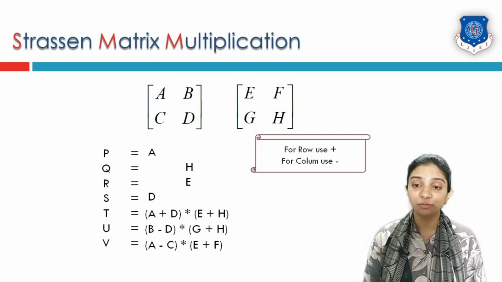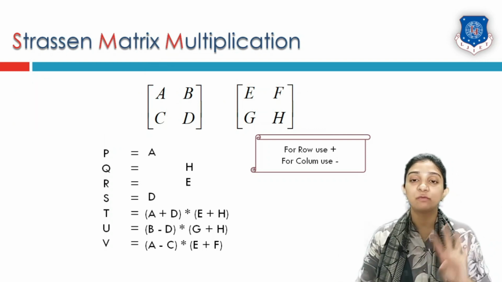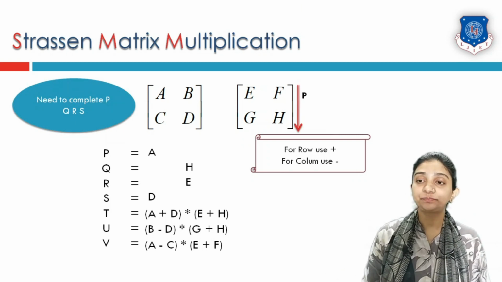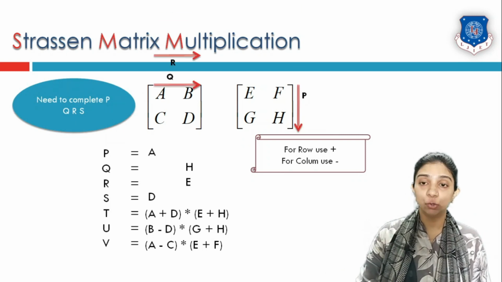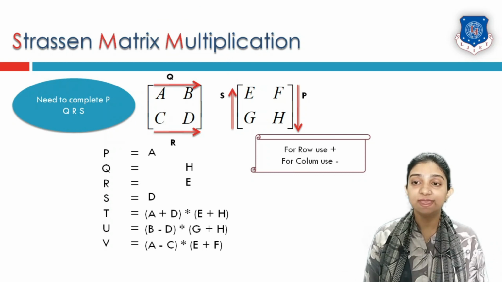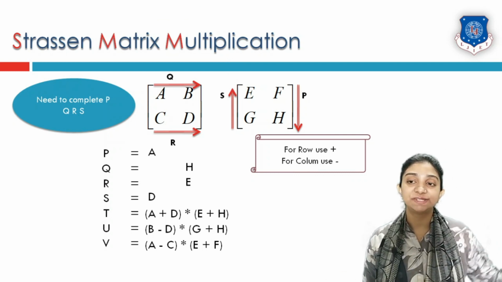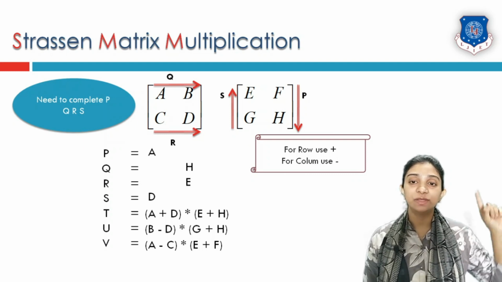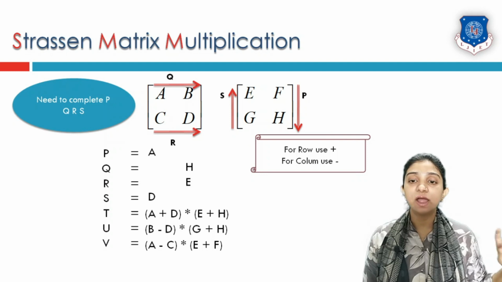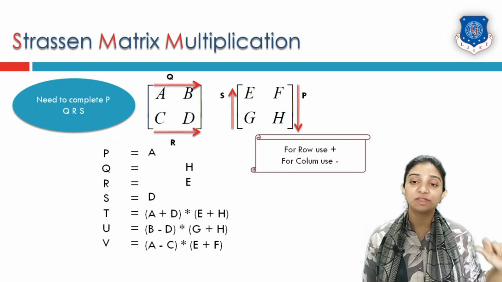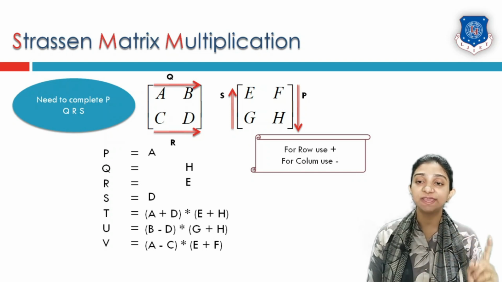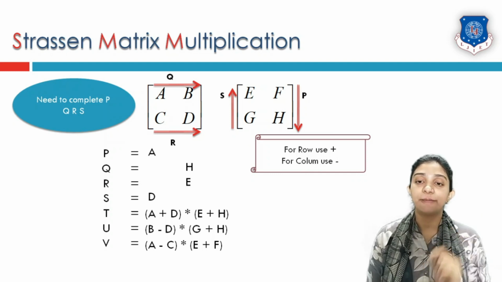Now to complete those formulas, we have to make 4 directions. Those directions are P, Q, R and S. So P is second matrix down arrow. Q is the first matrix top right arrow. R is the first matrix below right arrow and S is the second matrix up arrow.